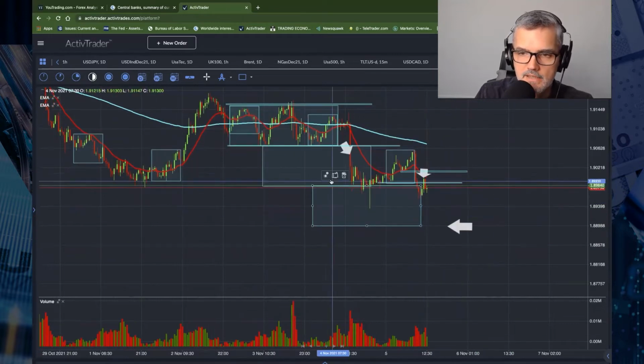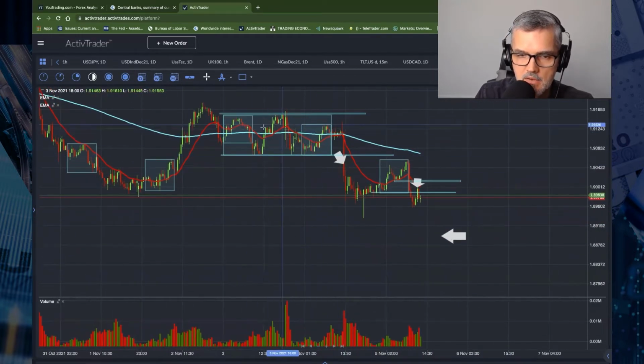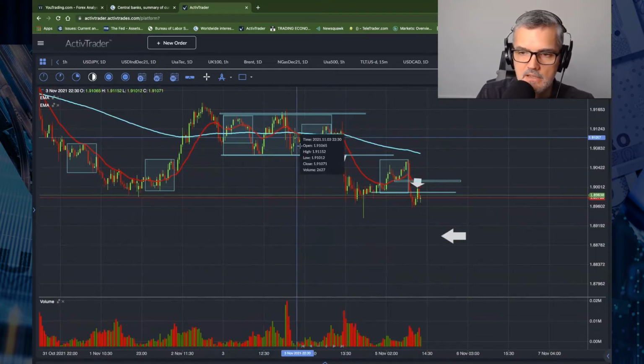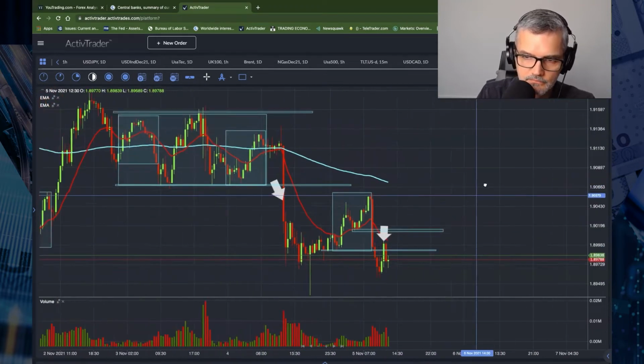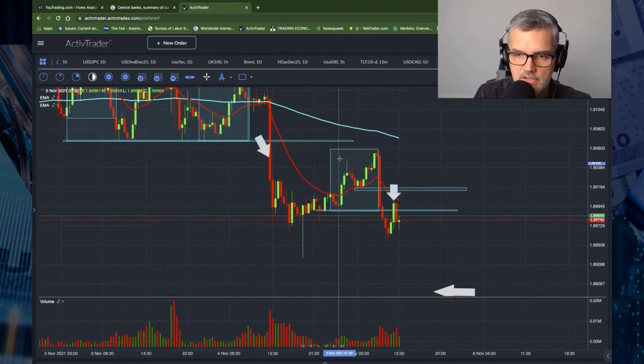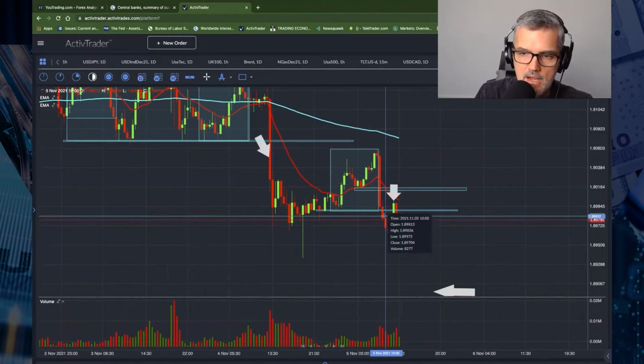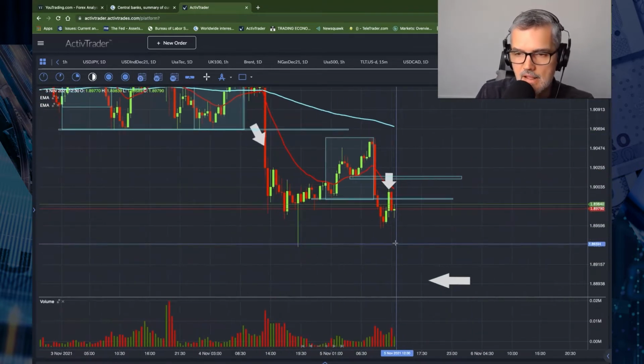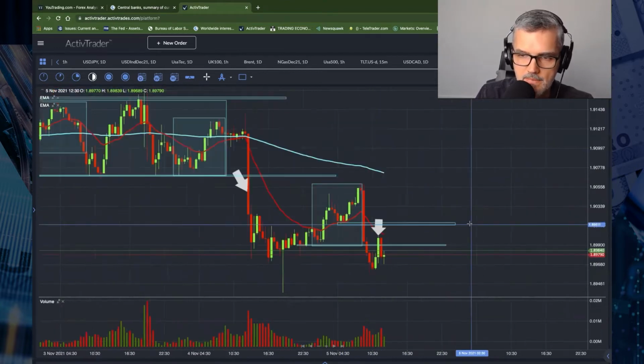Now, if I just clear some of this off. So we're thinking that the guys that were patiently waiting up here, targeting the 1.89s, today's Asia Pacific session boxed out here. We had a break to the downside, which is great. So you could have taken that trade.